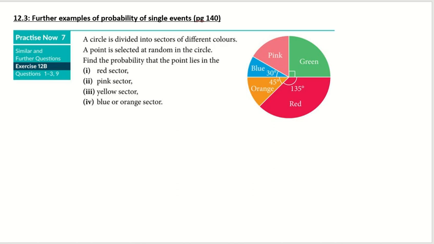Okay, welcome back. Let's continue with your 12.3. Let's have your title out. This is the last section for your probability chapter. Have the title in your exercise book, and for those who are ready, have a look at Practice Now 7, which is on page 141.